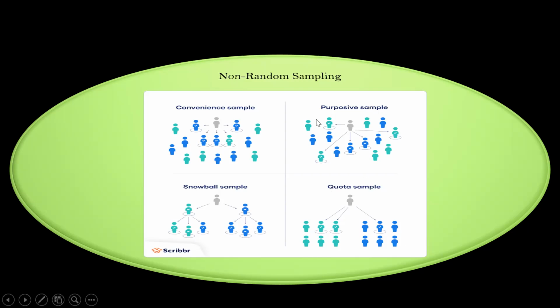But the one that's probably used the most is convenience. But they all have the same problem: lack of representativeness. There's some systematic bias built into these, but they are easy and they're often convenient in nature.